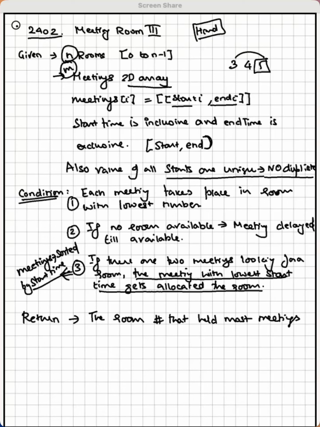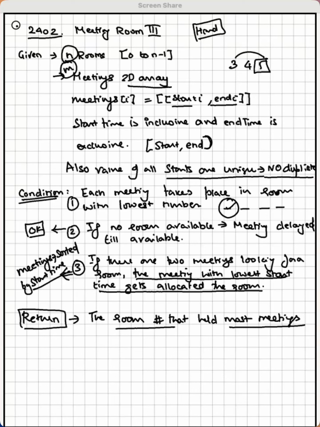Next, if no room is available, then the meeting gets delayed till a room is available. We'll handle this condition. And the first one: each meeting takes place in the room with the lowest number, which means if there are a bunch of meeting rooms available, then we have to pick the one with the lowest number. Given all of these conditions, finally we are expected to return the room number that has the most meetings.